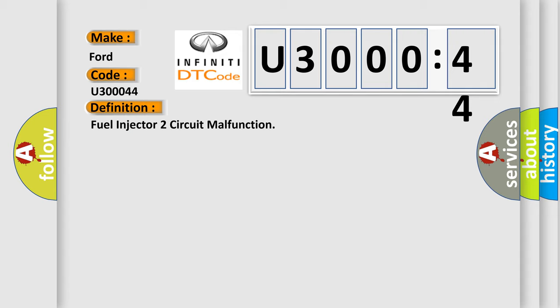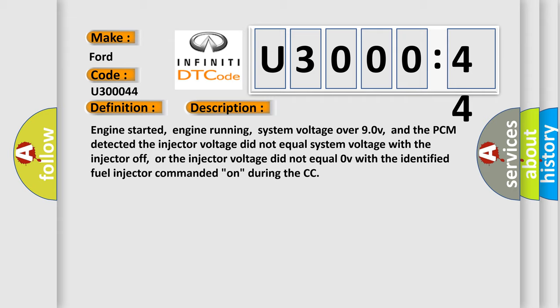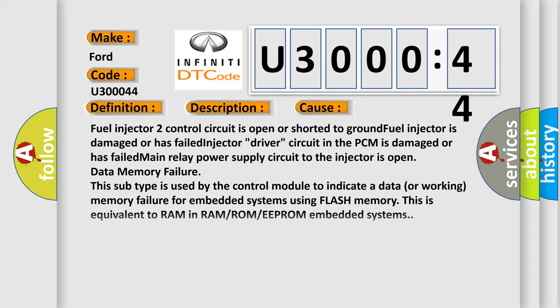And now this is a short description of this DTC code. Engine started, engine running, system voltage over 9.0V, and the PCM detected the injector voltage did not equal system voltage with the injector off, or the injector voltage did not equal 0V with the identified fuel injector commanded on during the CC. This diagnostic error occurs most often in these cases.